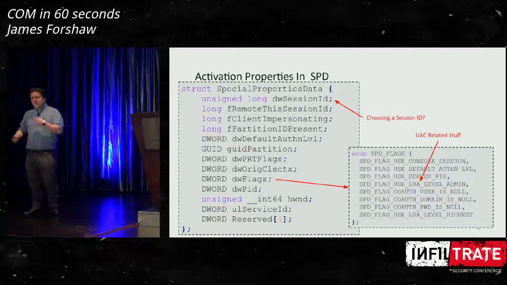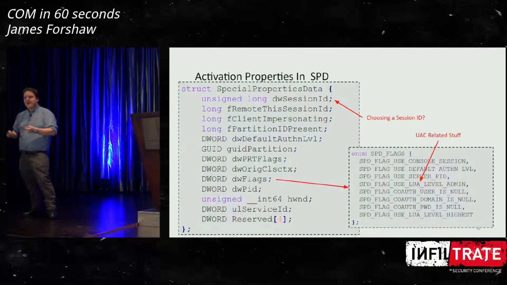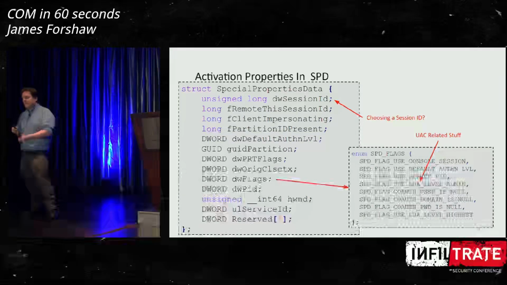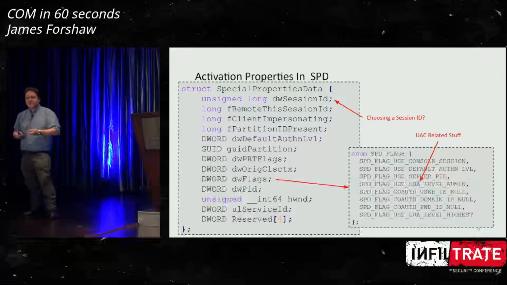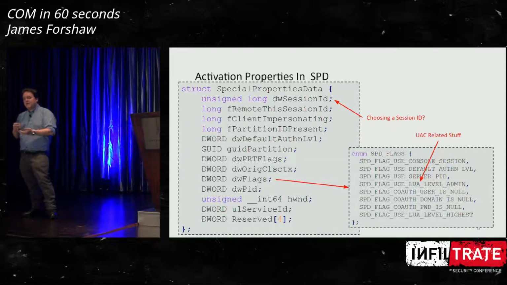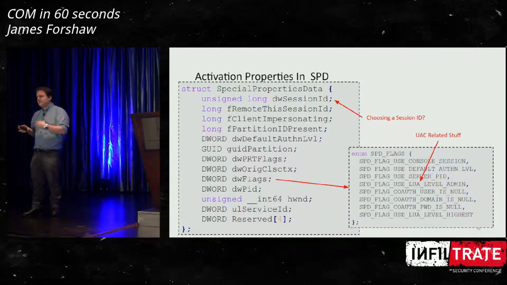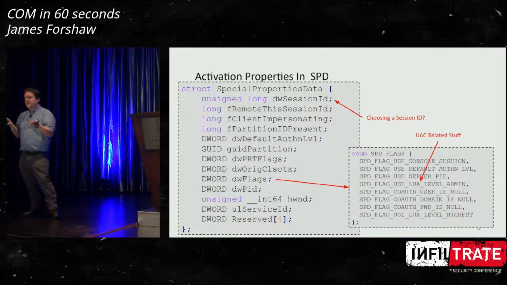So the first thing when I was doing my research was looking at some of the other property information you can pass in activation properties. This one drew my eye, the special properties data blob. It contains quite a few interesting sounding things. The one which caught my eye particularly was session ID. Session IDs usually refer to a logon session. So if you're on a terminal server, two users logged into the same machine will have different session IDs. So maybe I can instantiate objects in a different session.